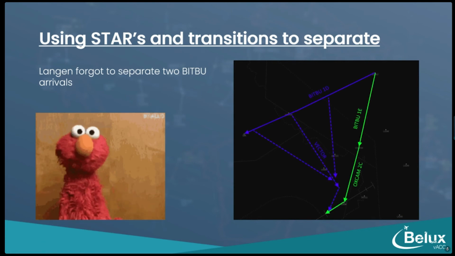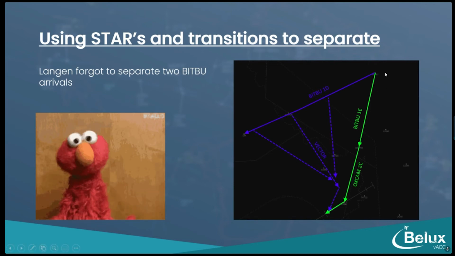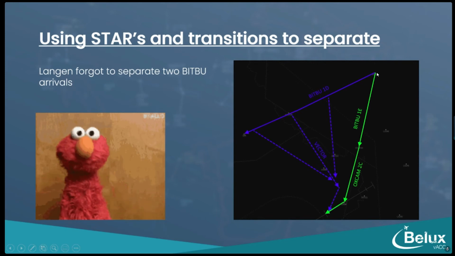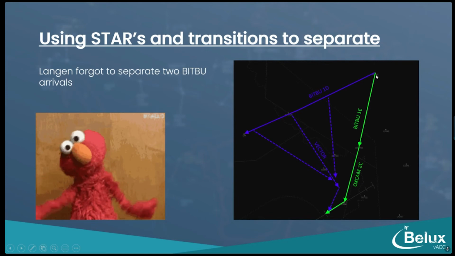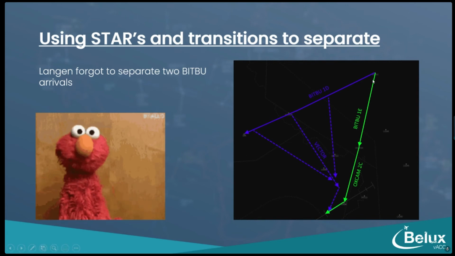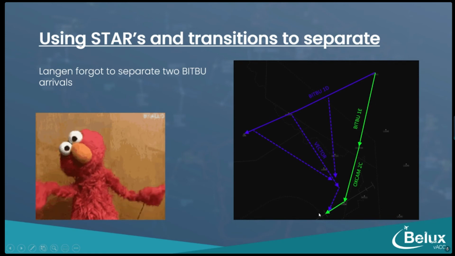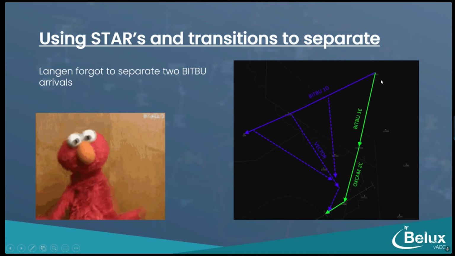So I'm quickly going to explain what this is. The traffic is coming in above each other, and one is a little bit ahead of the other one, but not much, and you really need to get separation. You just clear the first one on the Bitbu 1 Echo arrival and the Oxcam 2 Charlie transition, so it goes basically straight towards the ILS. Yeah. Very easy.